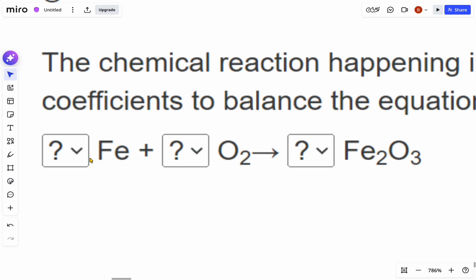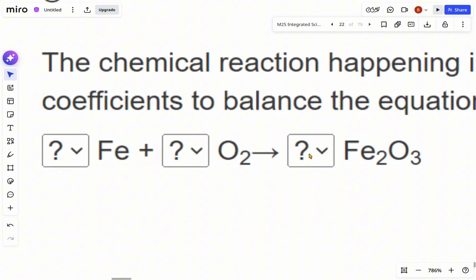Let's think. So first we can see that there are 2 irons over here and there are 3 oxygens, but when we look at these we only see there's 1 iron and 2 oxygens. So how can we balance this? Because for the equation to be balanced we need to have the same amount of atoms here and here. What if we had 4 irons and what if we had 3 oxygens? Because if we put 4 Fe and 3 O2 and if we put 2 Fe2O3, we'll see that they have the same amount of atoms here and there.